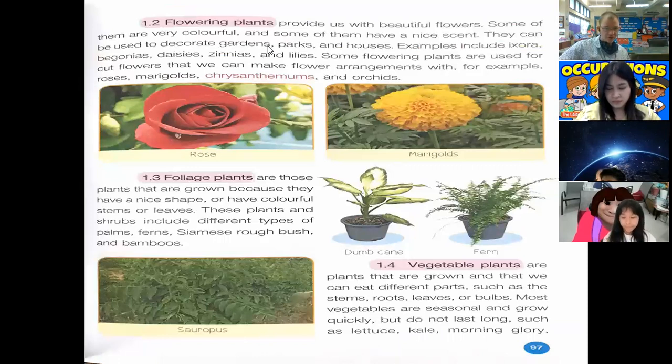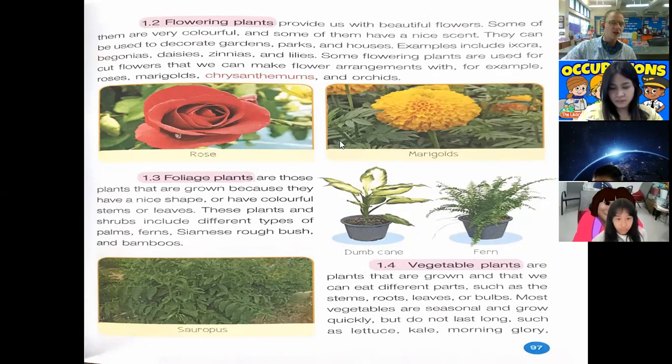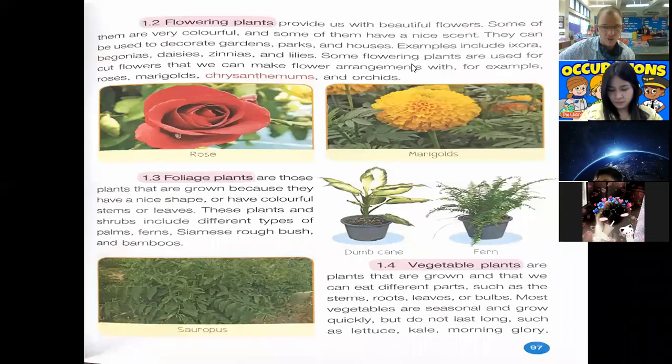So we also have different types of plants like we looked at in the past. We have the flowering plants, which provide beautiful flowers. They are usually garden plants because the beautiful flowers usually don't have fruits to eat. So some of the flowering plants are used for cut flowers that can be made into flower arrangements with, for example, roses, marigolds, chrysanthemums, and orchids.